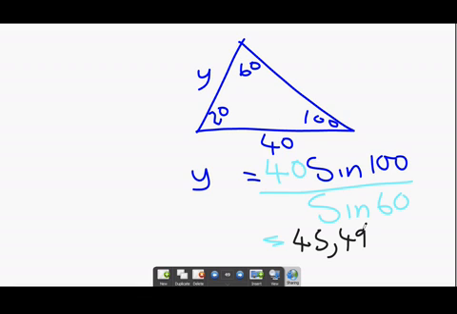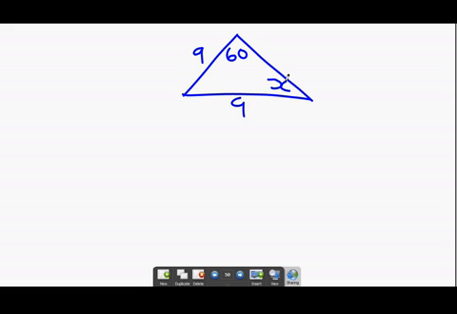So it's very easy to use the sine rule, but somebody is going to say, well, what if I needed an angle? It's the same thing. I'm using the sine rule, and remember, if you do it many times, you will never go wrong, especially in an exam. So I'm going to draw a triangle there, and I'm going to put 9 there, 9 there, 60 there, and I'm going to ask for x, the angle there.